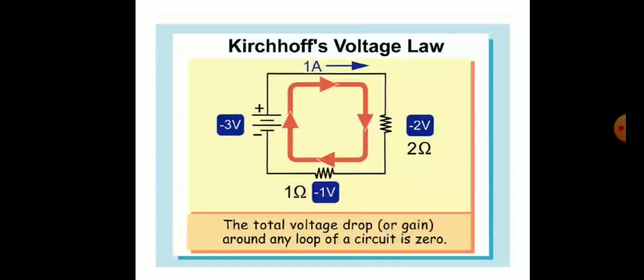How it is represented like this: 1 amp and minus 3 volts we are applying, 1 volt, 2 volts. What happens is, you see here, the total voltage drop or gain around any loop of a circuit is 0. In this you can see the voltage drops, minus 3 volts, minus 2 volts, 1 ohm, and 1 amp of current is there.